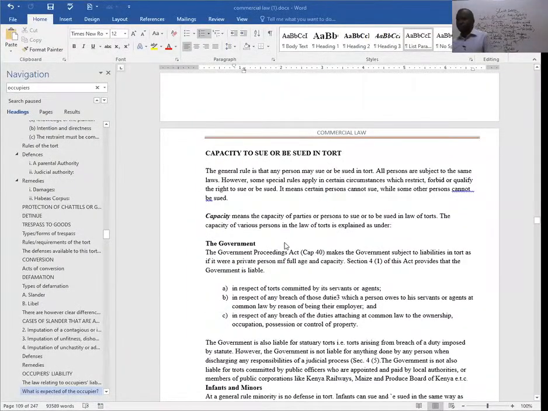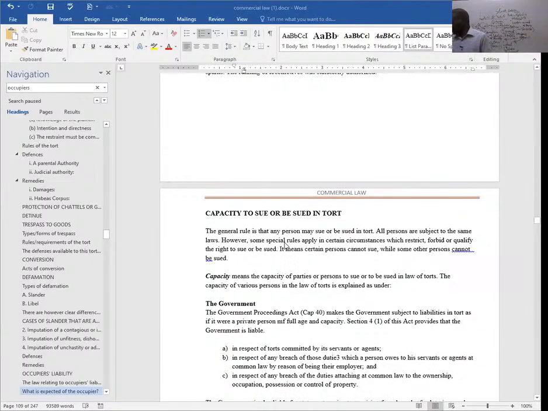So what is the capacity, or who are the people who have the capability of being able to sue or be sued? So you have different persons. You can have the government. Is the government able to sue or not? The Government Proceedings Act makes the government subject to certain liabilities in tort as if it were a private person.